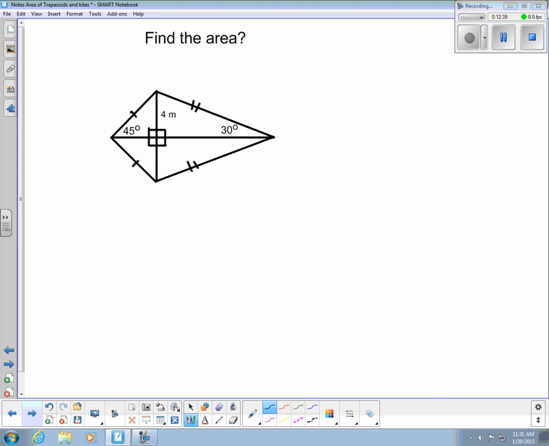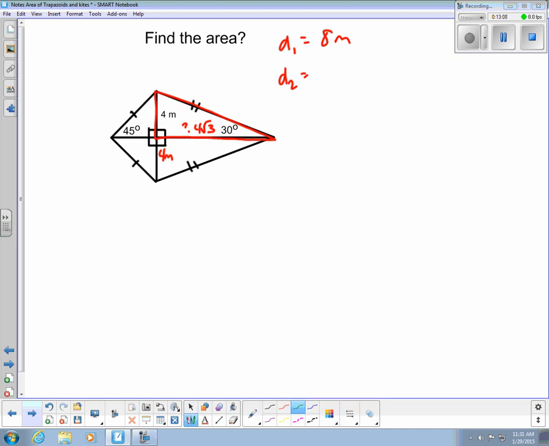Okay, so in this one, I've got two diagonals, diagonal 1 and diagonal 2. One diagonal I know already, because if this is 4 meters, this has got to be 4 meters. So one diagonal is 8 meters. The other diagonal I don't know. I'm going to have to spend some time solving that. This is a 30-60-90 triangle, the red one here. I need to find the long leg, which is the short leg times the square root of 3. So this is 4 square root of 3.